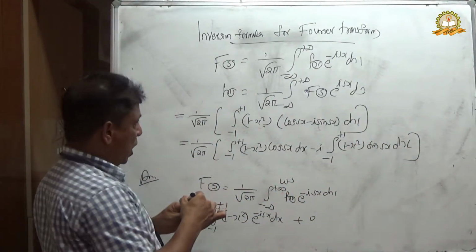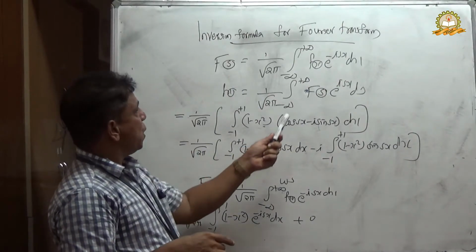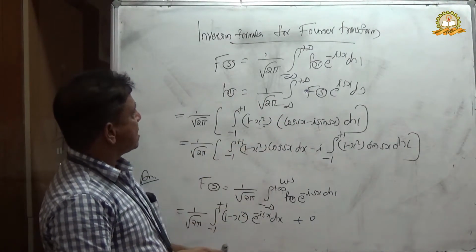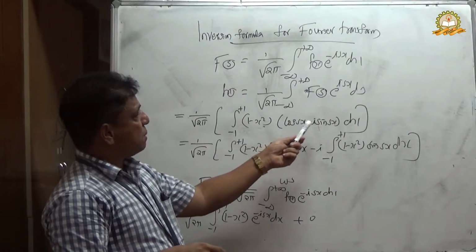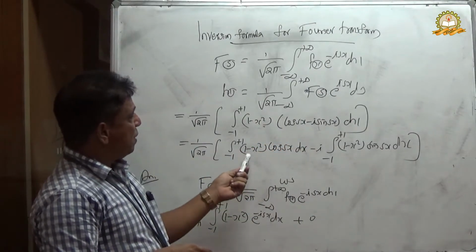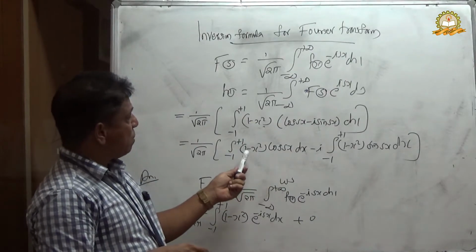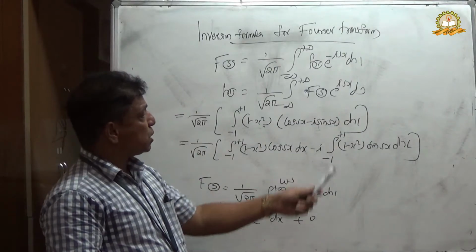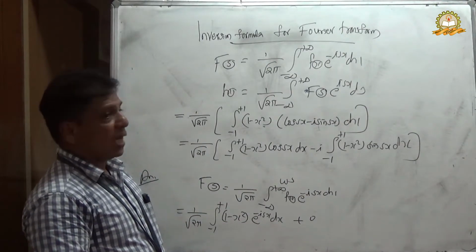By using Euler's formula, e raised to minus isx can be taken as cos sx minus i sin sx. Then removing the bracket, we get integral from minus 1 to 1 of (1 minus x square) cos sx dx minus i times integral from minus 1 to 1 of (1 minus x square) sin sx dx.